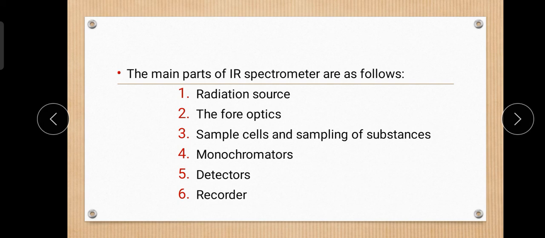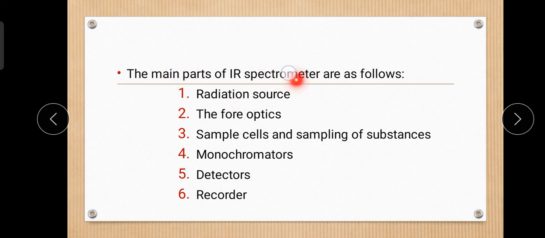Now there are different parts in the IR spectrophotometer. The main parts of the IR spectrometer are as follows. First one is the radiation source. Second part is the fore optics. Third part is the sample cells and sampling of substances. Fourth one is the monochromators. Fifth one is the detectors, and last one, sixth, is the recorder. All those are the different parts of the IR spectrometer, and with the help of all those parts we get the IR spectra, and from the IR spectra we are able to study the different properties of that sample.